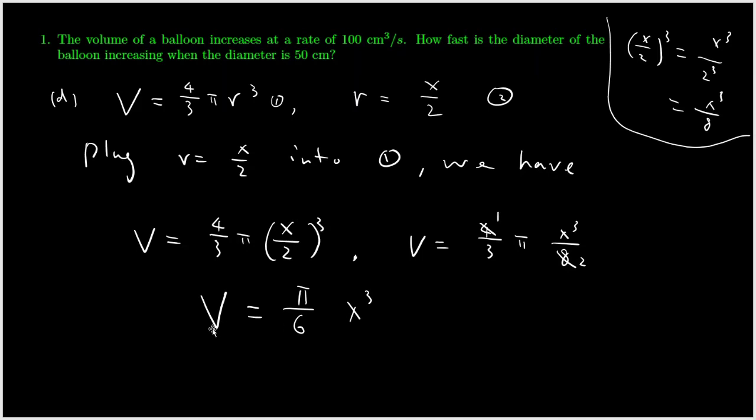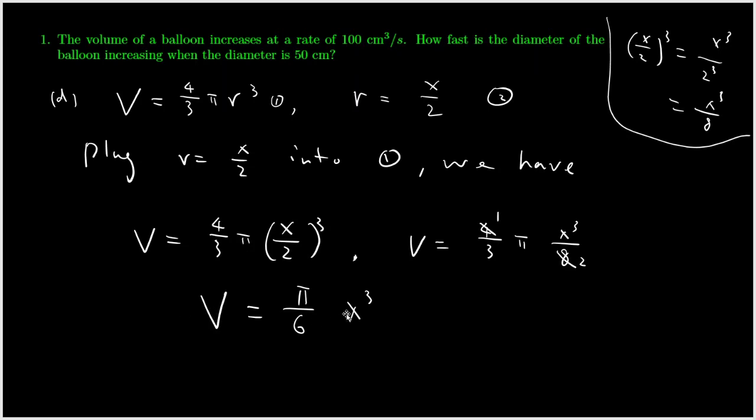So do you know what I mean? I want to repeat that. Okay, we know the rate of change of v. It's 100 cubic centimeters per second, and we are looking for the rate of change of x. We are looking for the rate of change of the radius, I mean, sorry, the diameter. We are looking for the rate of change of the diameter. Okay, that's why I need a relation between v and x.